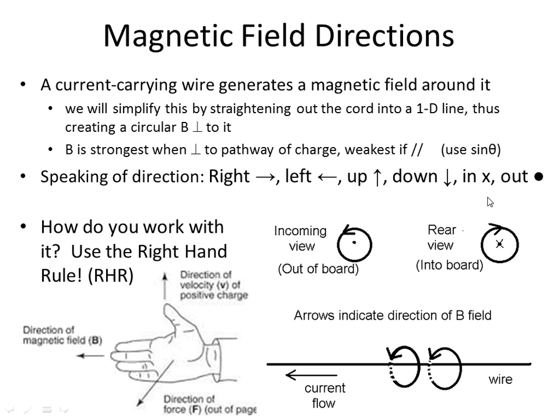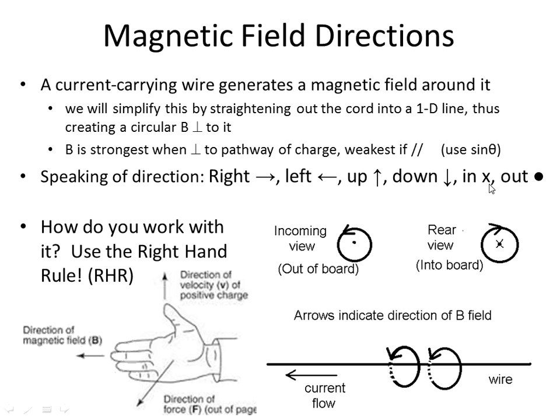Speaking of directions, we can use right and left and up and down. But when we're talking about in and out of something, we have to be able to draw that pretty well. Who has ever thrown darts before or shot an arrow before? Okay, most people. You throw a dart. What is the last thing of the dart that you see as it's going away from you? The tail ends, which looks like a little X, right?